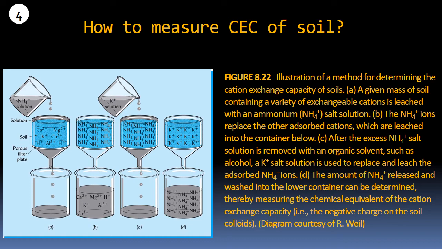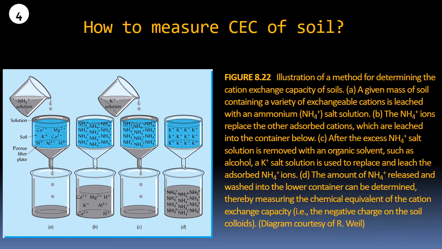And since we know that ammonium is +1, if we count the number of ammonium that exist in the soil, we know that each one of them is attached to a -1 in the soil. So by knowing the number of ammonium adsorbed in the soil, we can know the number of charges. So how can we know the number? We cannot measure it in the soil, but we have to leach it out.